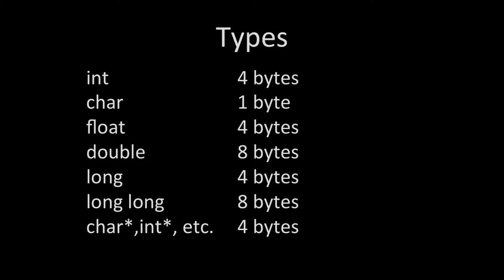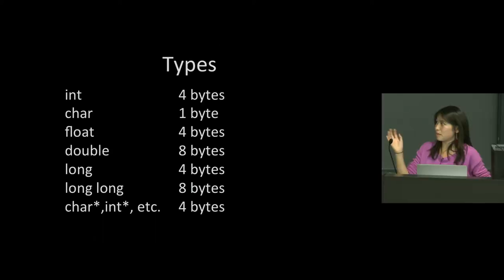Types, these are good to remember: how many bytes of space each type requires. Int is 4 bytes, char is 1 byte, float is 4 bytes. What is a double? Yeah, so a float, but double the size. What about a long?